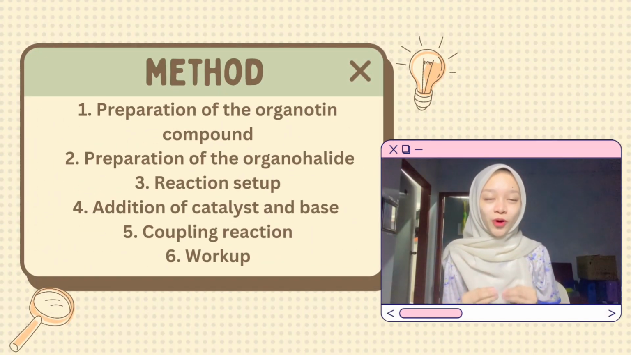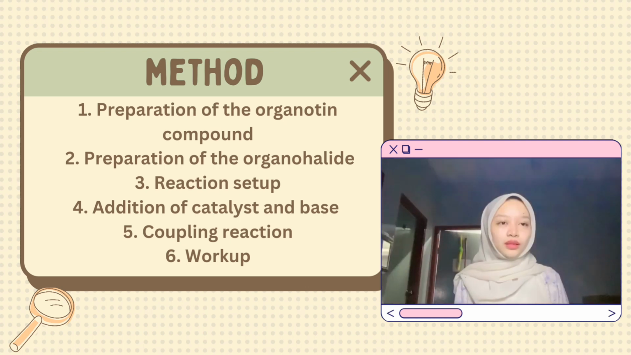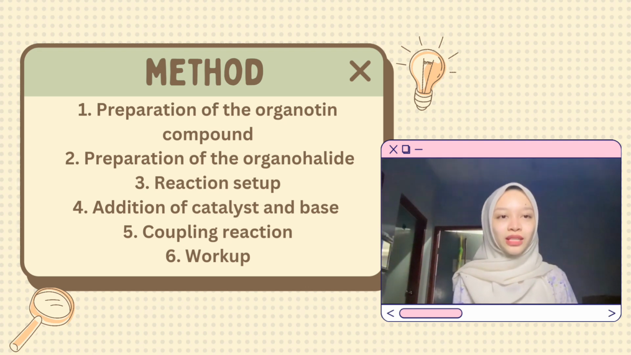Next, we're gonna explore the steps involved in the Stille cross-coupling reactions. The first step in the Stille cross-coupling reaction is the preparation of organotin compound, synthesizing the desired organotin reagent, which will serve as the nucleophile in the coupling process. Second step is the preparation of organohalide, which acts as the electrophile in the reaction. The organohalide can be a variety of compounds such as alkyl or aryl halides.